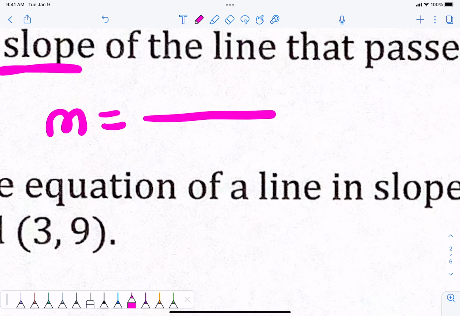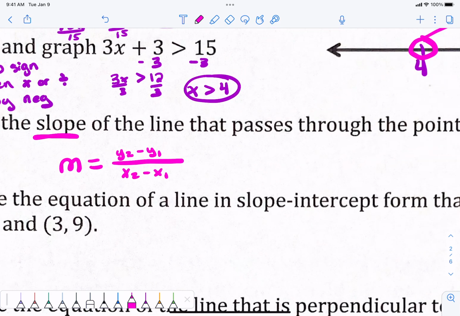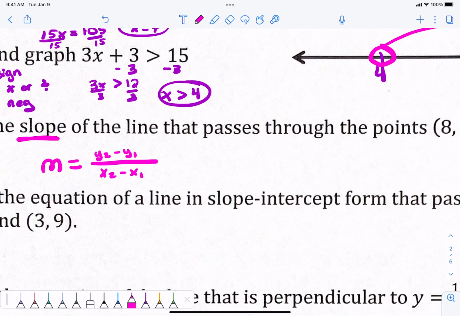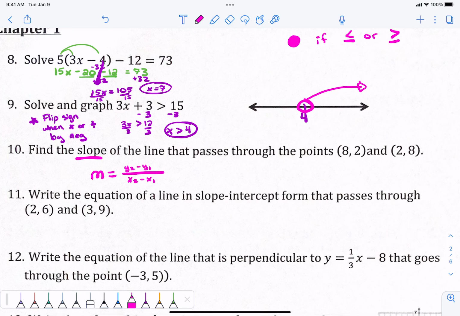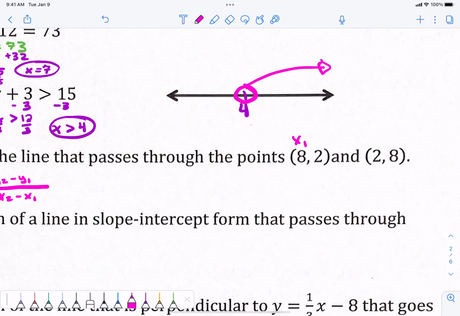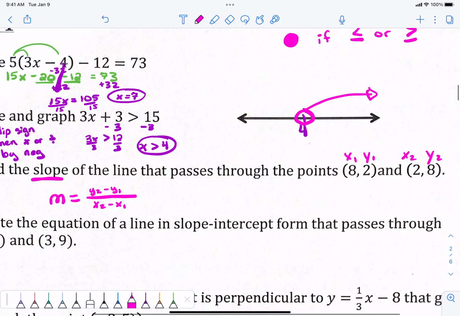M equals y2 minus y1 over x2 minus x1. Is it y2 minus y1? Yes, y2 minus y1. It's the rise over the run. The rise is the y's, the runs are the x's. Okay? So when you have these 2 points, this would be your first x, your first y, your second x, your second y. It goes x, y, x, y. Those are the ordered pairs. Okay? Good? All right.